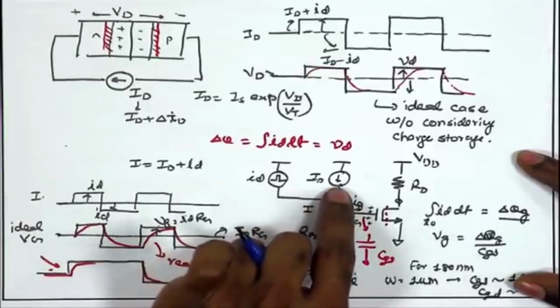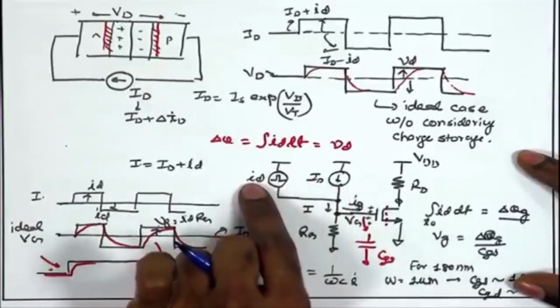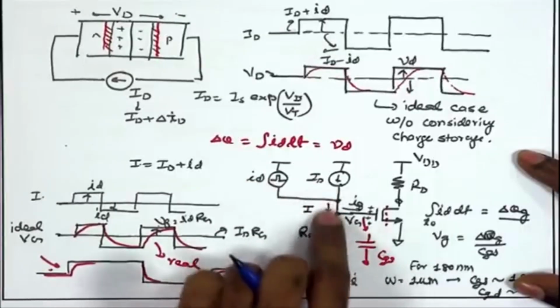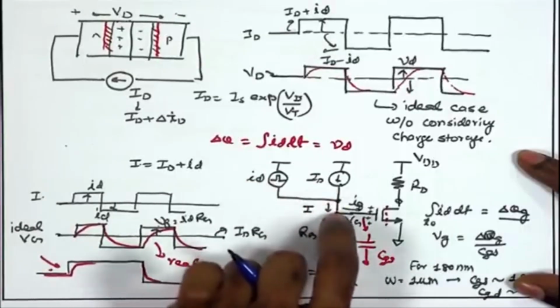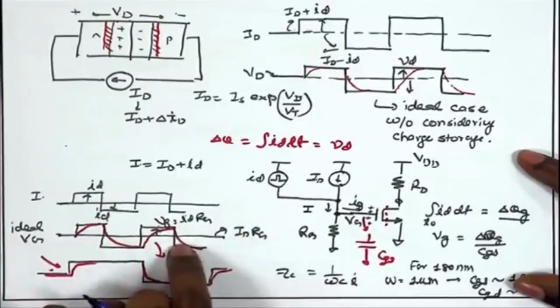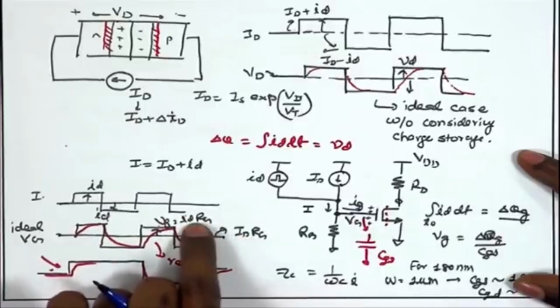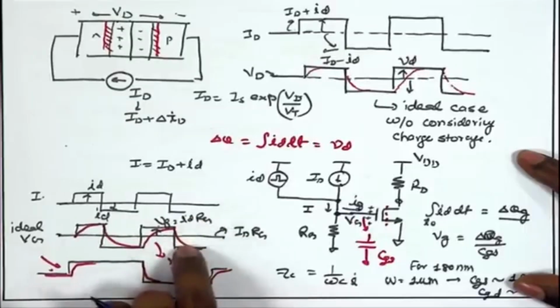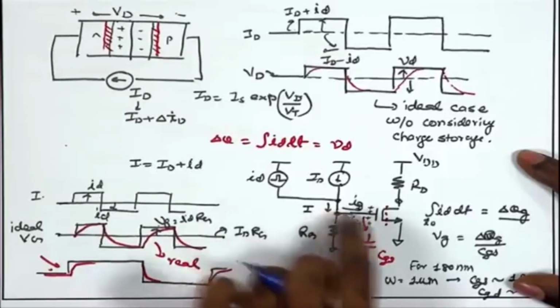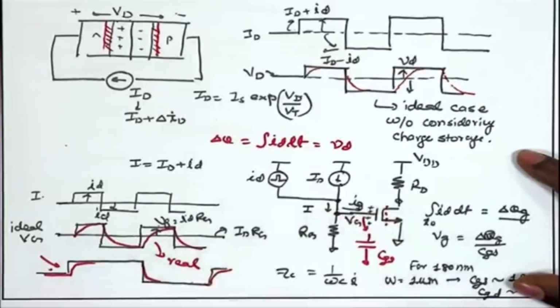Whenever I increase the ID to ID plus delta ID, that entire increase in the current should immediately go to RG, and therefore, the gate voltage should immediately go up from ID RG to ID plus small ID times RG. So, we are expecting an instantaneous jump in the gate voltage because it is just controlled by RG, we are not considering the capacitive behavior of the MOSFET.